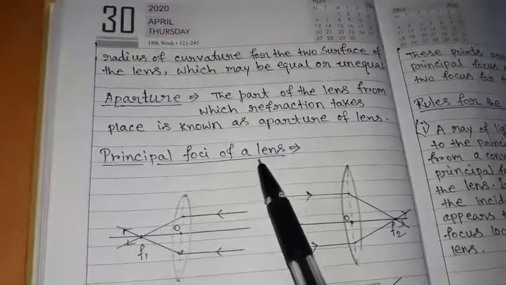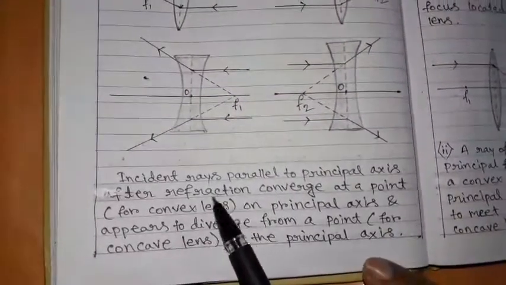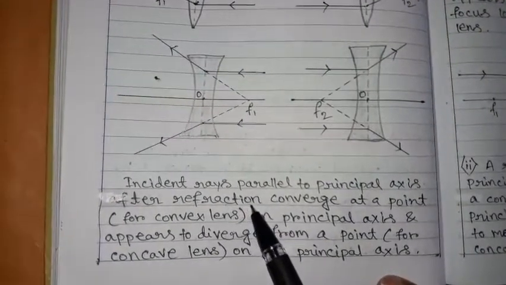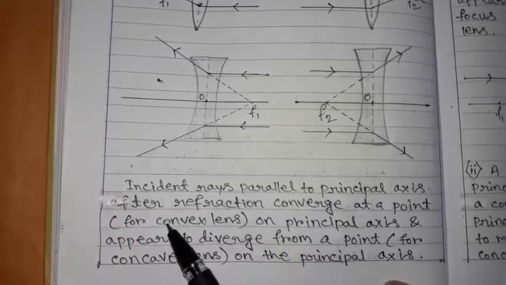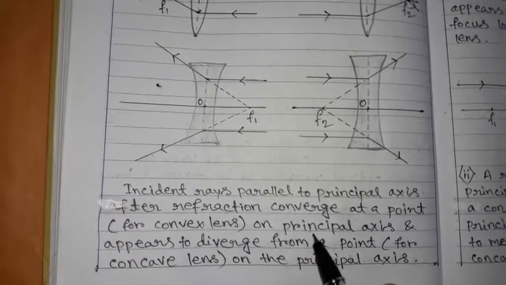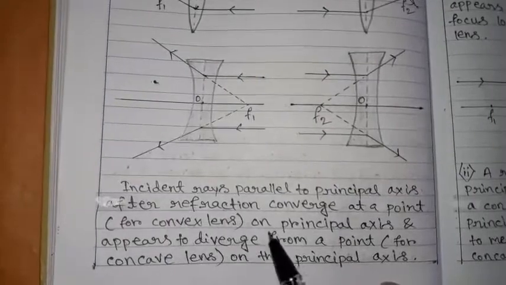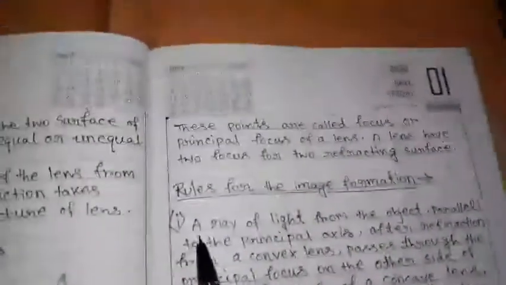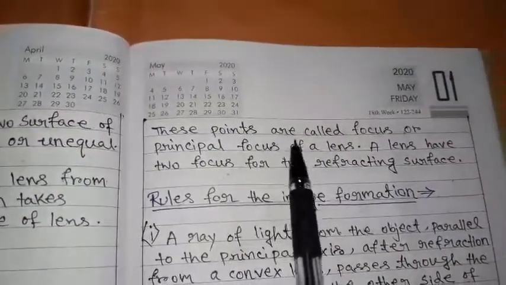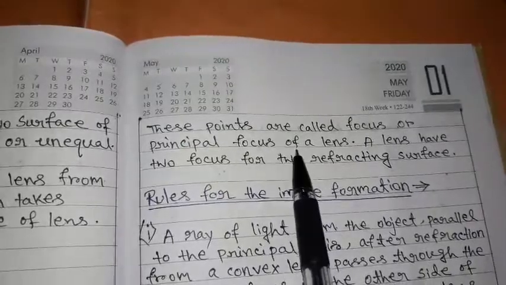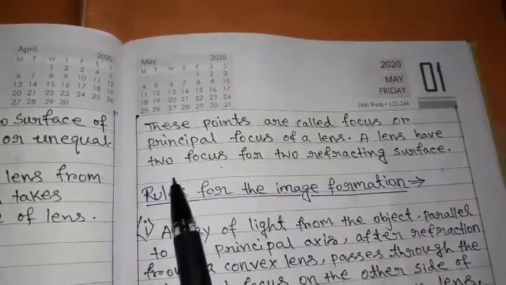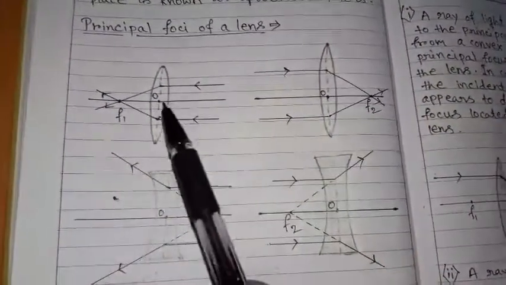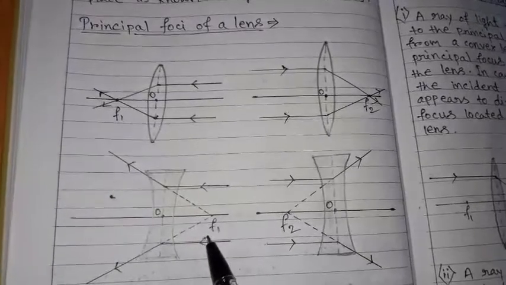Principal foci of a lens. Incident rays parallel to the principal axis, after refraction, converge at a point on the principal axis for a convex lens, and appear to diverge from a point on the principal axis for a concave lens. These points are called the focus or principal focus of a lens. A lens has two foci for its two refracting surfaces. Here in the diagram we see this is for a convex lens and this is for a concave lens.